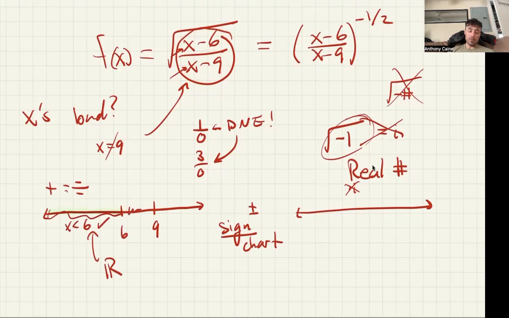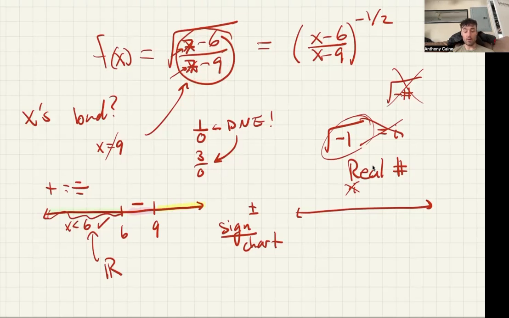All right, let's try this region here, between 6 and 9. I'm just going to plug in 7, for example. If I plug in 7, then I have a positive on top and a negative on bottom. And a positive divided by a negative is negative. So we now know that we're negative in that region. Let me color it like this. Let's do this last region over here.